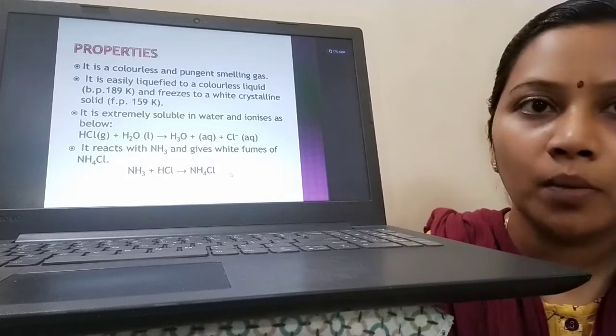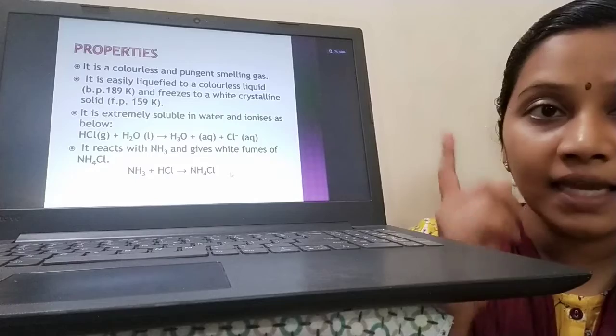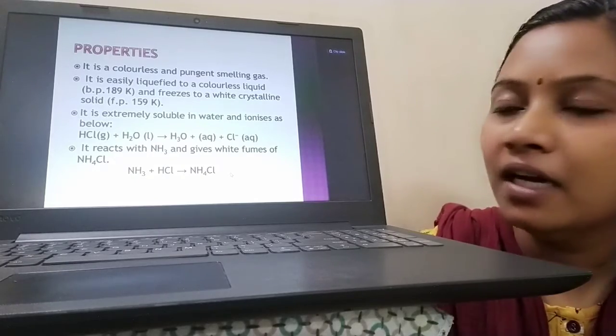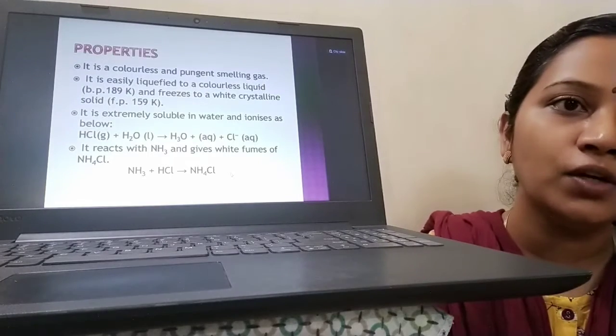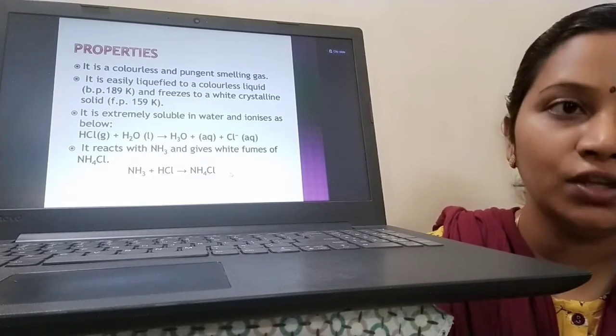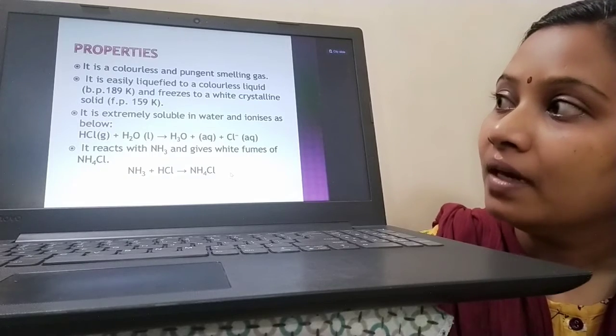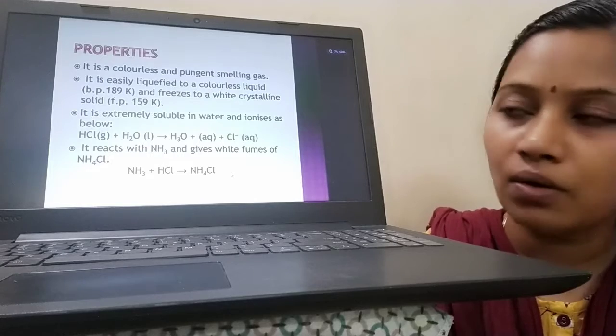Now coming to the properties, it is a colorless, pungent smelling gas, which can also be easily liquefied. How did we liquefy chlorine, which is a greenish yellow gas? It was liquefied to a greenish yellow colored liquid. Similarly, HCl can also be liquefied to a colorless liquid at that particular temperature. When you freeze it, it freezes to a white crystalline solid.